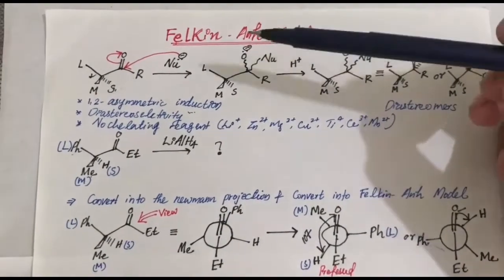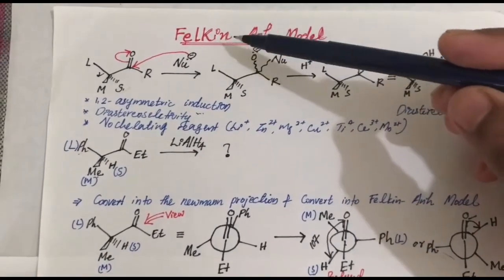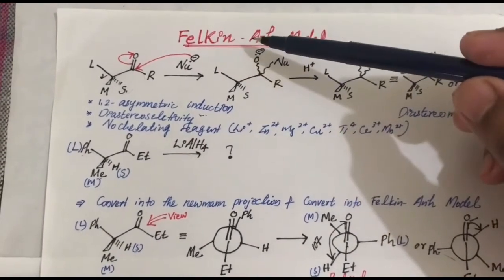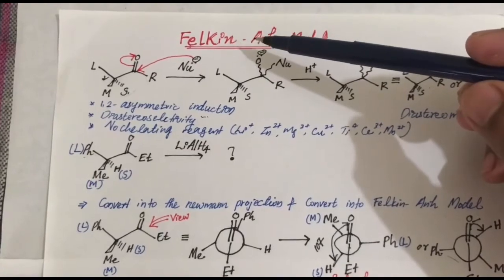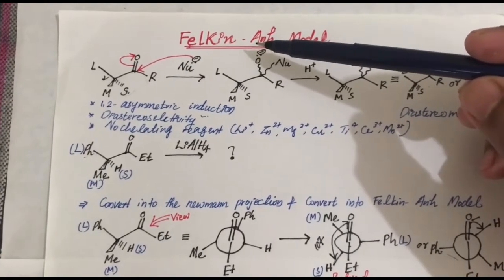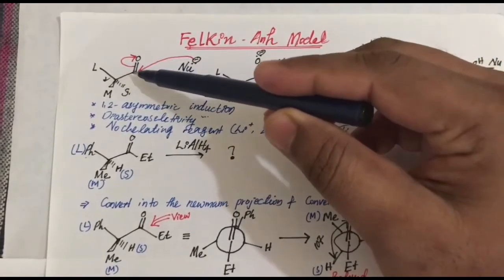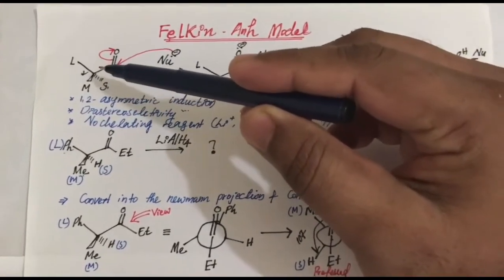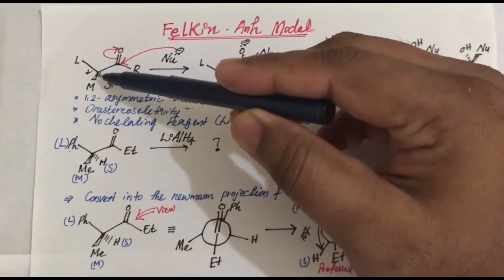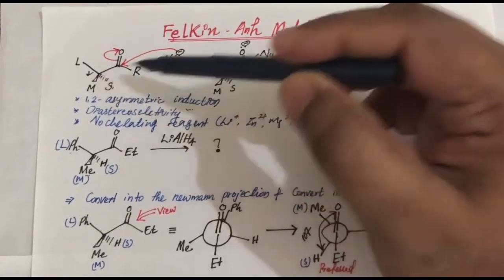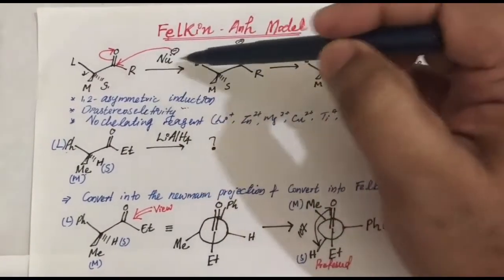Hello, today we are going to discuss the Felkin-Anh model. It is a very important model which is used to predict the major product in a nucleophilic addition reaction to a carbonyl compound having an alpha chiral center. Okay, this is the general mechanism.